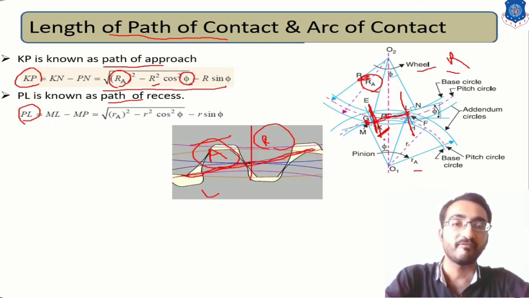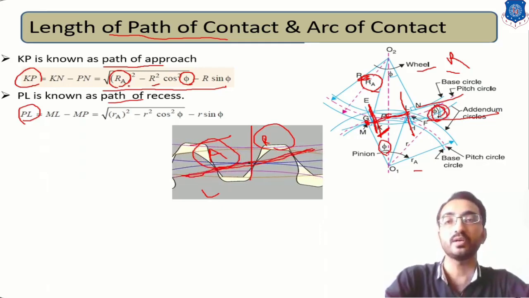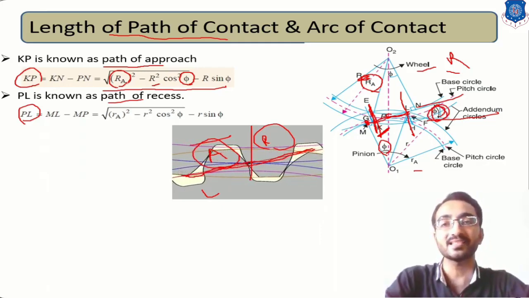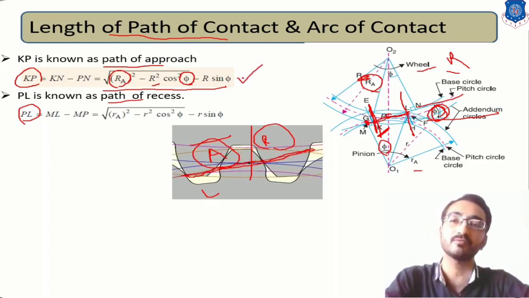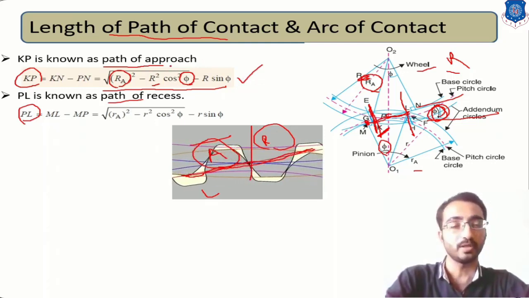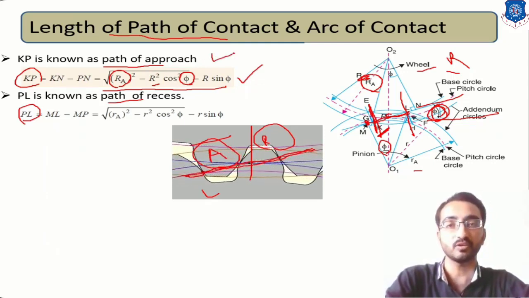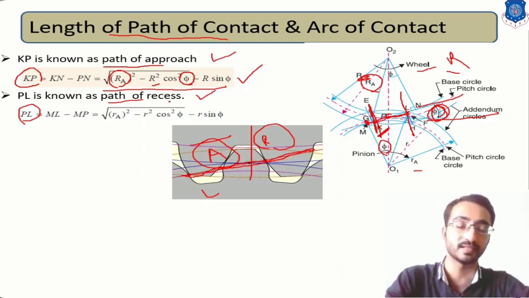Cos phi, where phi is known as the pressure angle, which is the angle between the common normal and common tangent. So here phi is the pressure angle. By using under root of RA square minus R square cos square phi, minus R sin phi, this formula will help you derive the value for the length of path of approach. In a similar way you can derive the equation for length of path of recess.